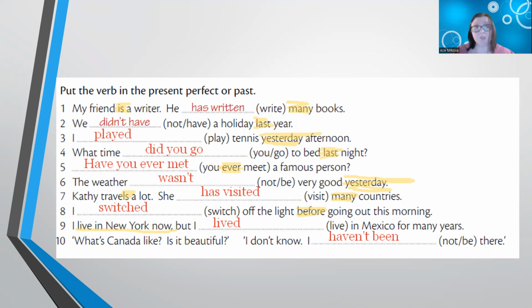Number 8, switched off the light because it was before going out. Yes, we have this morning, but it's a finished period of time. Number 9, I lived. Yes, we have for many years, but I don't live there now. It's a finished period of time for me because now I live in New York. And I have never been to Canada. That's a pity, but there is a chance.